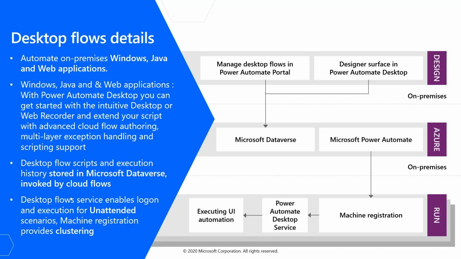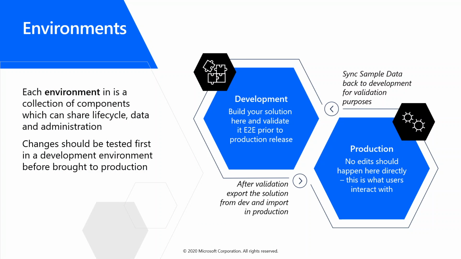One thing to note here is that this desktop flow service down here allows for what's known as unattended scenarios, unattended automation. We have a module on unattended automation in this course. If that's something you're interested in, please do watch that. And this allows for clustering. So the cloud, Power Automate Desktop here in Azure, connects to the desktop service here and manages that handoff and clustering and load balancing for Power Automate Desktop unattended flows. So that's the architecture of desktop flows.